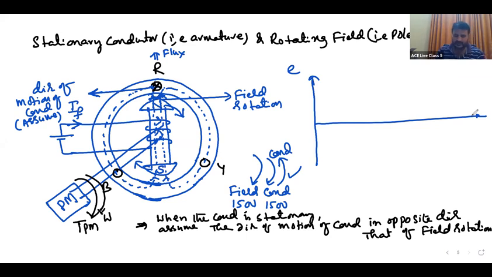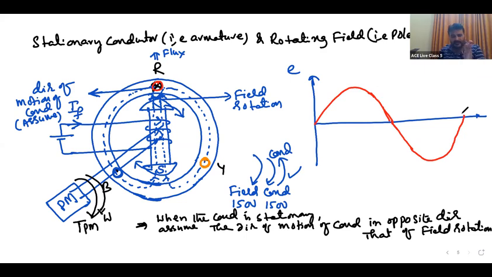So if you draw the waveform of the R phase voltage, this is the R phase, this is the Y phase, yellow, and this is the B phase. R, Y, B. So how is the R phase voltage waveform? This is the R phase voltage waveform. Then slowly the rotor is rotating. Let me write it clearly.